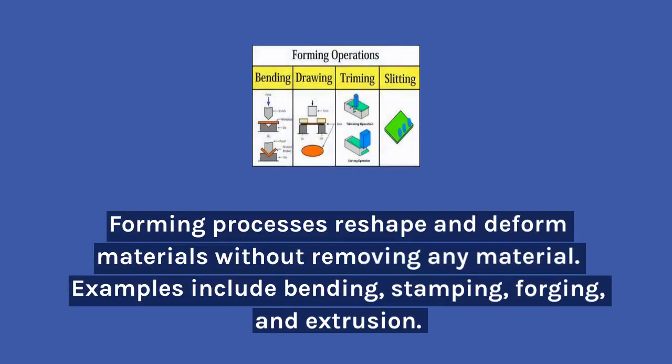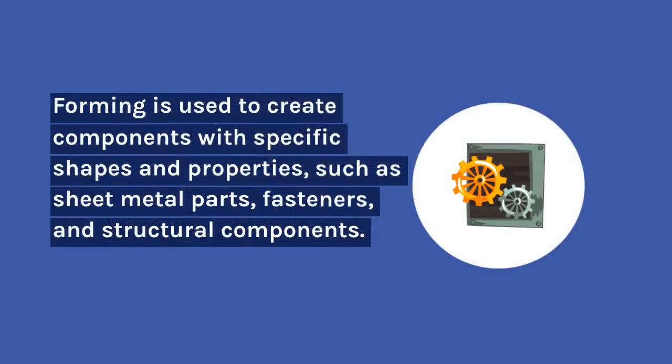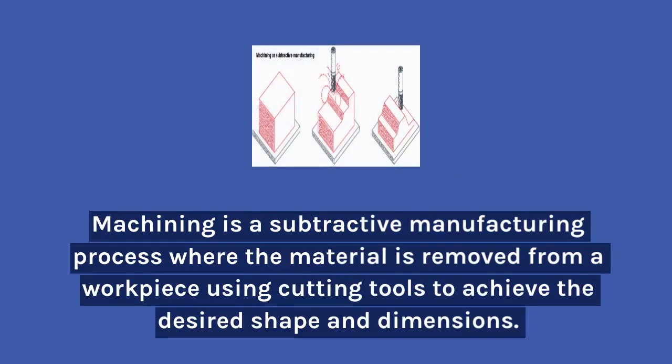Forming processes reshape and deform materials without removing any material. Examples include bending, stamping, forging, and extrusion. Forming is used to create components with specific shapes and properties, such as sheet metal parts, fasteners, and structural components. Machining is a subtractive manufacturing process where the material is removed from a workpiece using cutting tools to achieve the desired shape and dimensions.